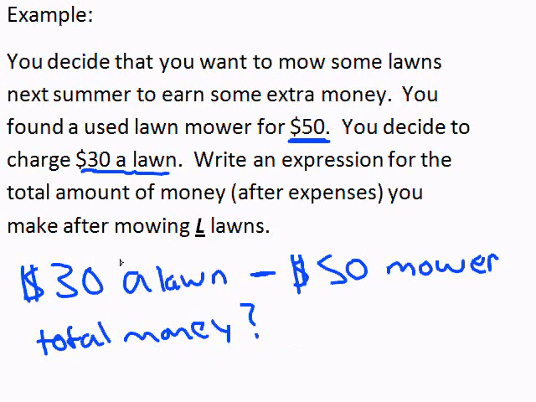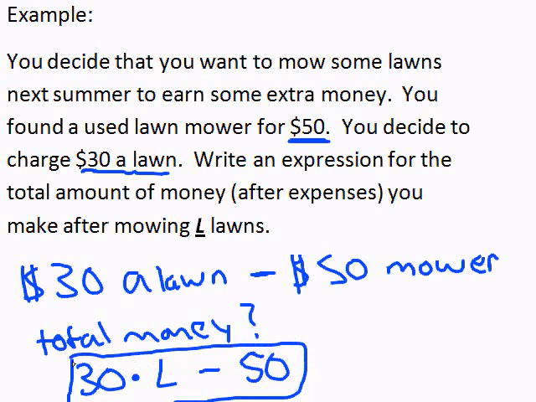Now we just need to figure out how $30 a lawn translates into math. $30 a lawn. Well, $30 times the number of lawns minus $50 for the mower ought to give us the total amount of money we earn after expenses.